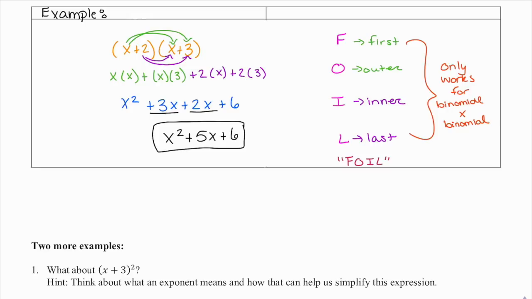So first means you do your first term times your first term, and outer means you do your outermost terms, which is what I did in the green. So that's distributing the x. And then you do your innermost 2 terms and your 2 times your 3, your last terms. That's what I did in the purple. And this only works for a binomial times a binomial, so a lot of people don't like to talk about it because it's a very specific case. But if it helps you remember the order to multiply, then feel free to do it.